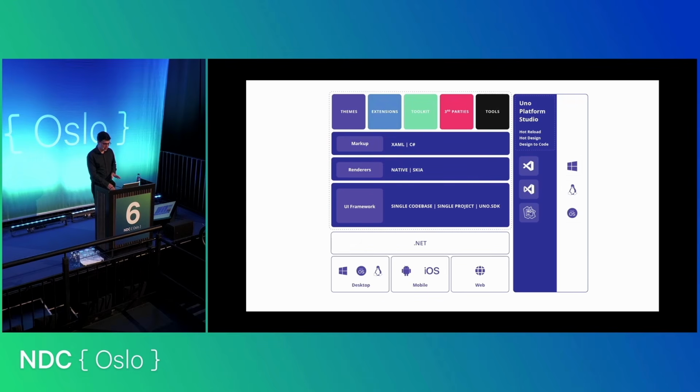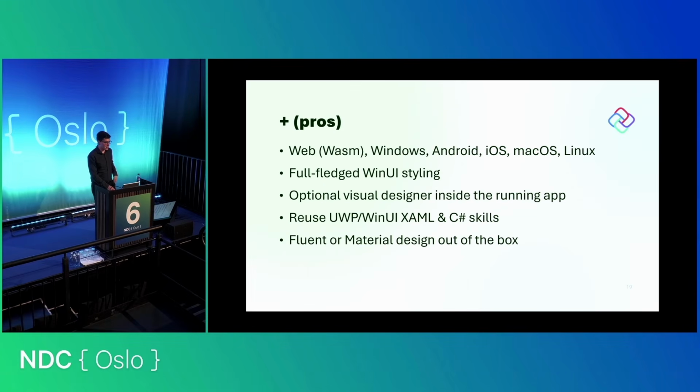I'll show it in a little bit how it works, but now let's look at the benefits, or the good points, on using Uno Platform. As I mentioned, it supports all the platforms, so web, we have WebAssembly, Windows, Android, iOS, macOS, Linux. It has the full-fledged WinUI styling. So if you know WinUI, there is quite advanced styling, and Uno Platform supports it because it's built on the same API layer as WinUI is.